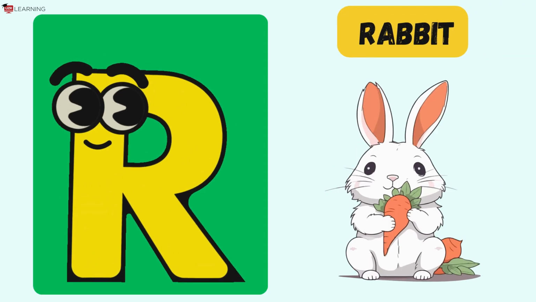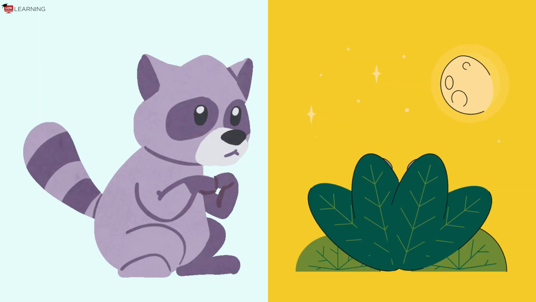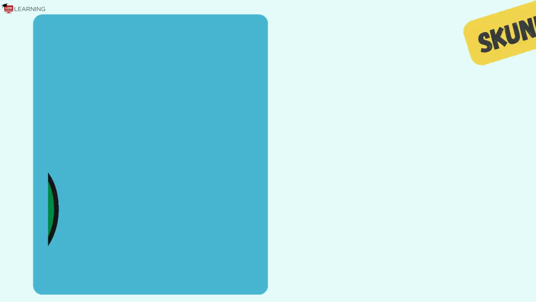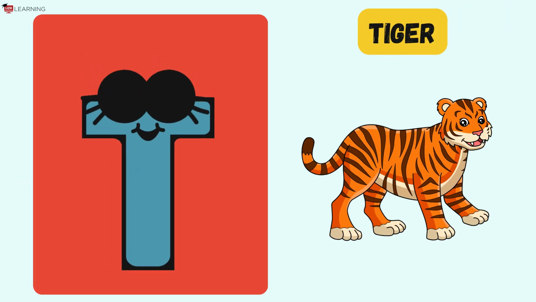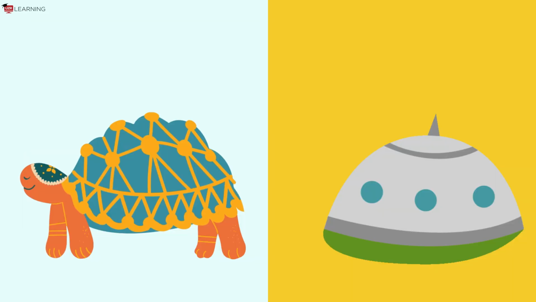R is for rabbit, raccoon. S is for snake, skunk. T is for tiger, turtle.